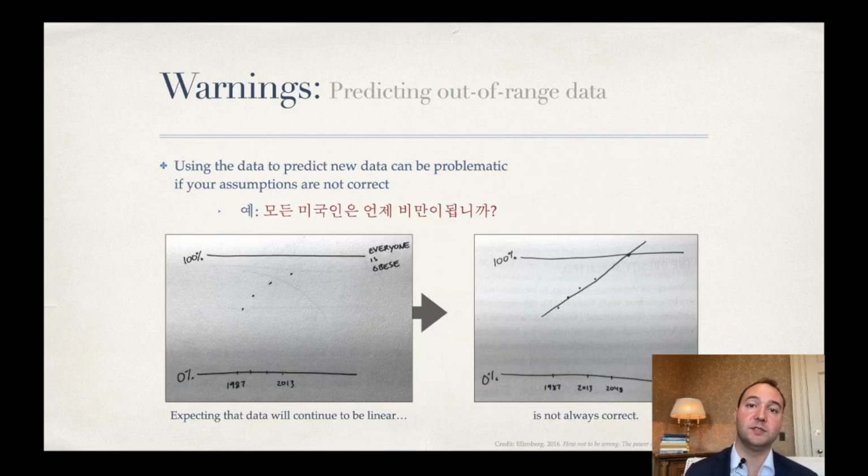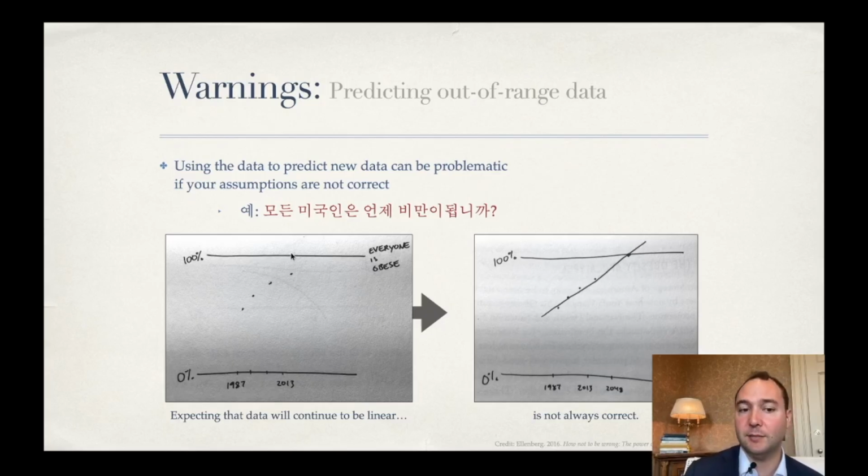Another problem with using regression is sometimes you'll see that people will use their regression analysis to predict outside of the data that they have. What I mean is, in this example, again, we probably shouldn't use regression to explain time series data.